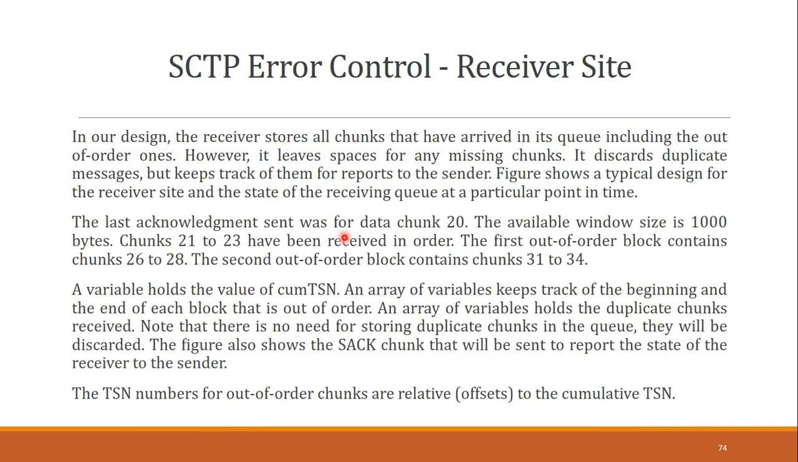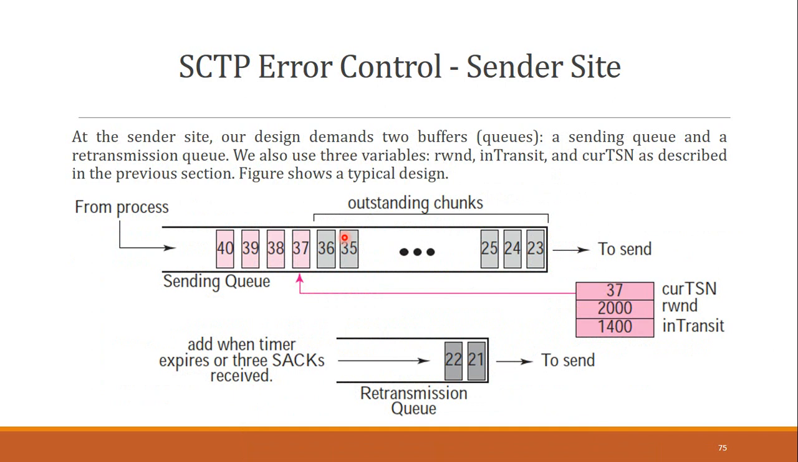Now when you move on to the sender side, it is a slightly simplified version of the receiving part. At the sender side, our design demands two buffers or two queues, a sending queue and a retransmission queue. We also use three variables, that is receiving window, in transit, and cur TSN, as described in the previous section. The figure over here shows the typical design of flow and error control at the sender site.